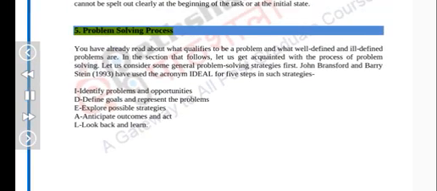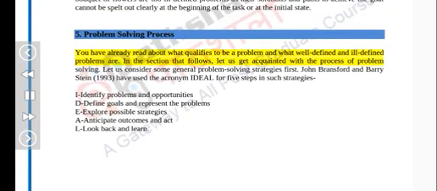5. Problem-solving process. You have already read about what qualifies to be a problem and what well-defined and ill-defined problems are. In the section that follows, let us get acquainted with the process of problem solving. Let us consider some general problem-solving strategies first. John Bransford and Barry Stein, 1993, have used the acronym IDEAL for 5 steps in such strategies.